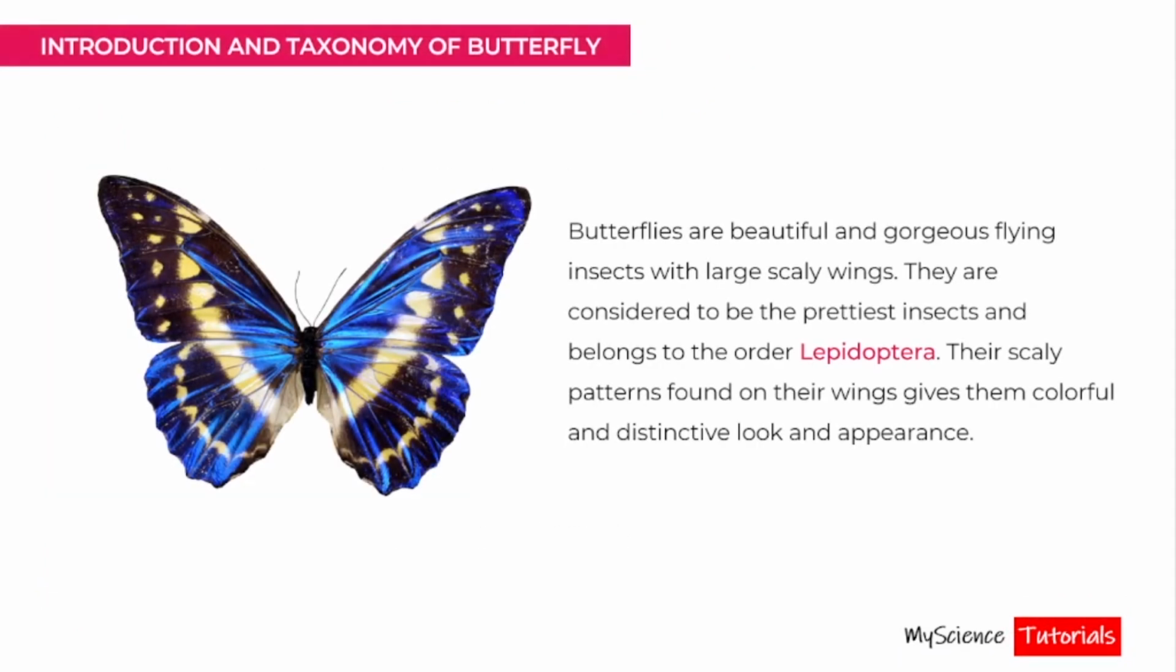So let's begin by looking at the introduction and taxonomy of a butterfly. Butterflies are beautiful and gorgeous flying insects with large scaly wings. They are considered to be the prettiest insects and belong to the order Lepidoptera. The scaly patterns found on their wings give them colorful and distinctive looks and appearance.